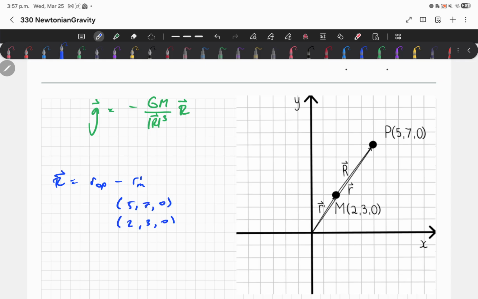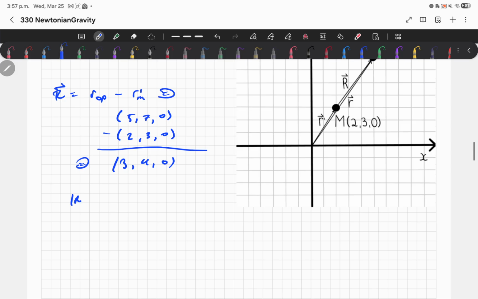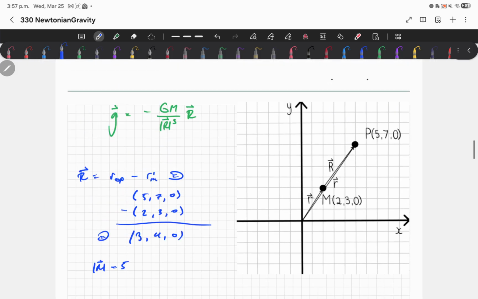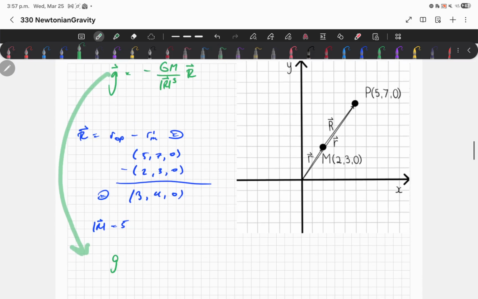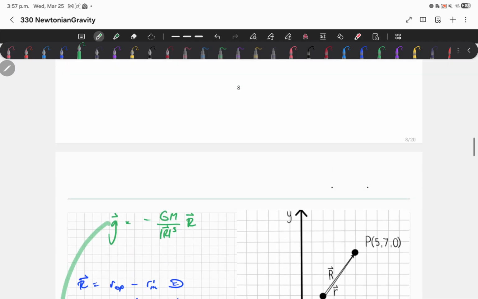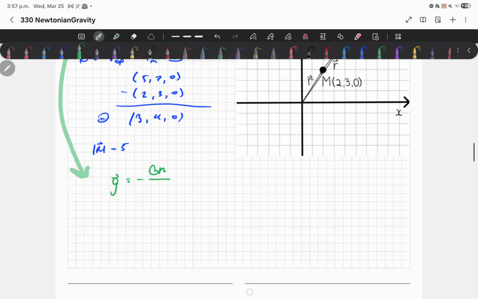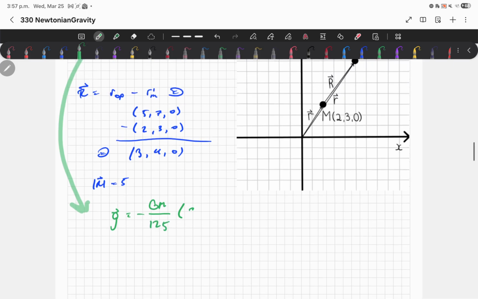So solving this problem, might as well have already done it, right? We just take our r minus r prime, plug them in, do the subtraction. You're left with 3, 4, 0 from subtracting your r minus r prime. You find the magnitude, it's 5. You divide by the magnitude, you get the unit vector, and then you plug all of that into G. So you have your definition of G, you plug in your unit vector and magnitude squared, you're left with negative Gm over 5 cubed times 3, 4, 0. That is the gravitational field vector at point P.